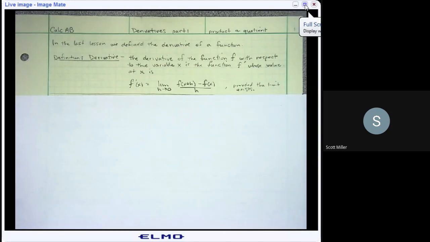So we're going to start the derivatives unit. Derivatives part one, the product and quotient rule.